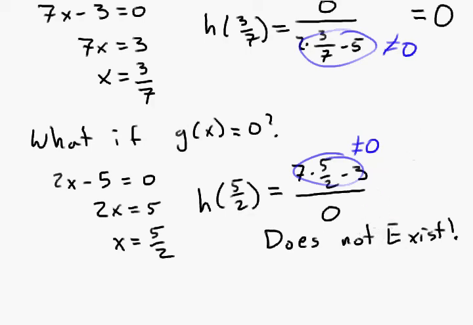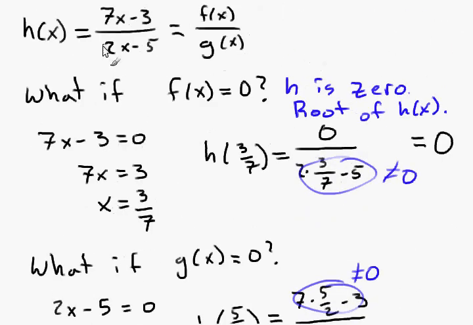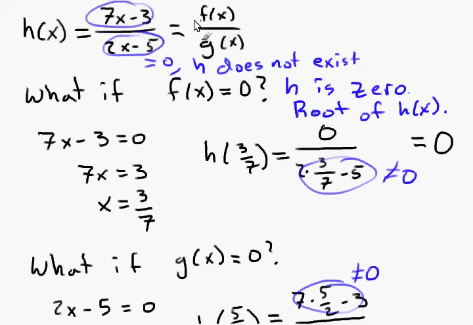So that would mean when the denominator here is equal to 0, h does not exist. When this numerator is equal to 0, h is 0 as well.